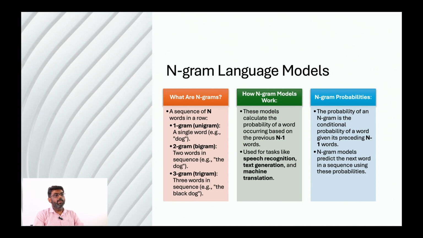N-gram models work by calculating the probability of a word occurring based on the previous N-1 words. These models are foundational in many NLP tasks, such as speech recognition, text generation, and machine translation. N-gram probabilities. The probability of an N-gram is calculated as the conditional probability of a word given its preceding N-1 words. N-gram models use these probabilities to predict the next word in a sequence.